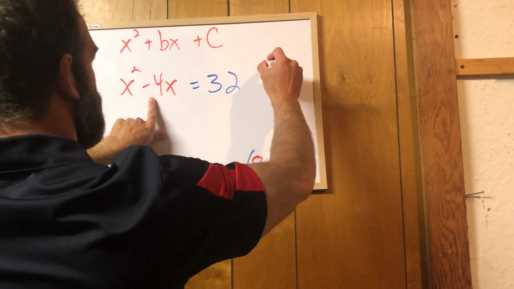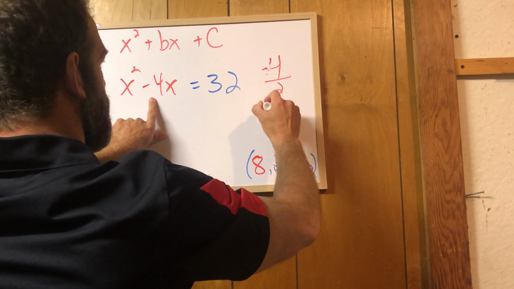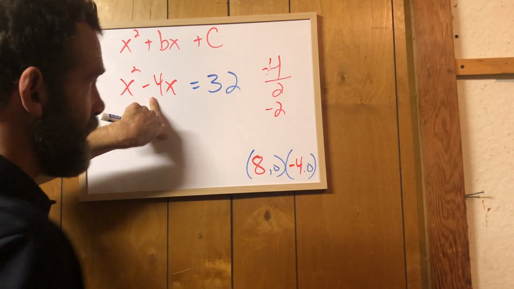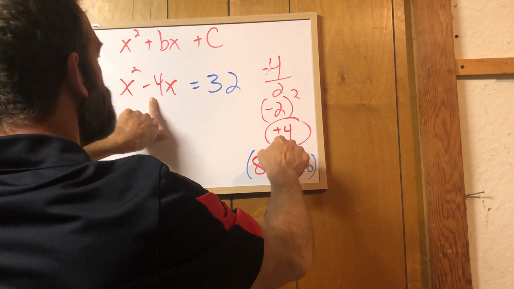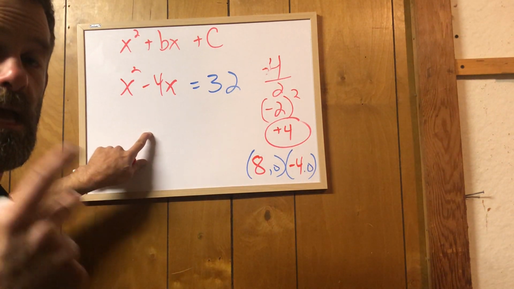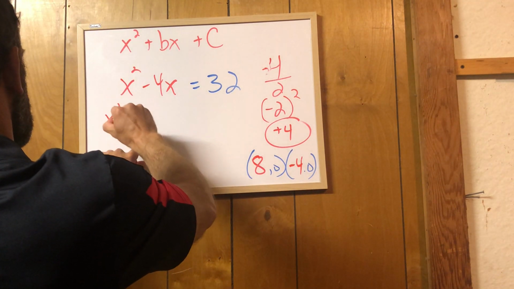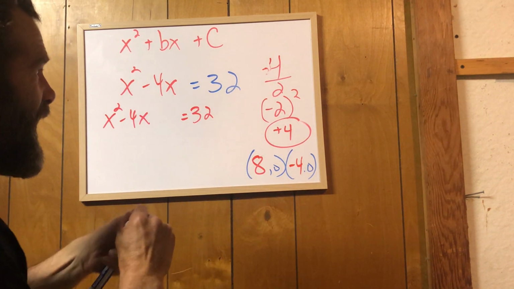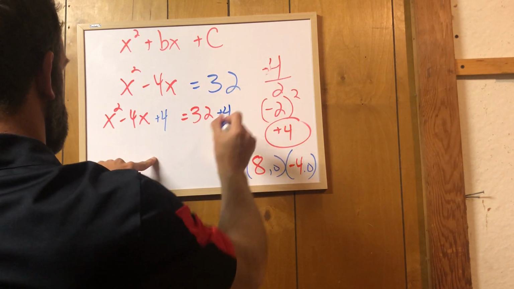So you're going to take half of your b. What's half of negative 4? Negative 2. Then it says square it. So take this and square it, which is positive 4. Notice how it says on the second last thing of step number 2, add it to both sides. So you're going to have x squared minus 4x equals 32, and you're going to add the positive 4 to both sides.